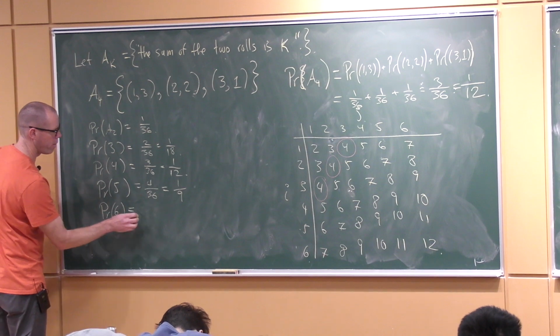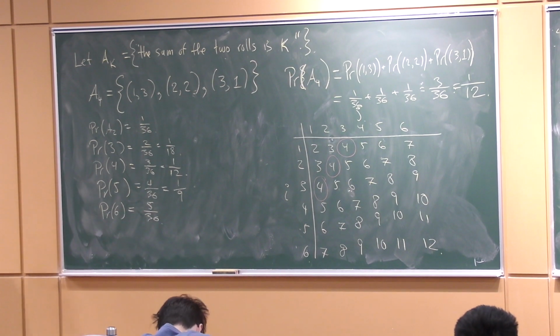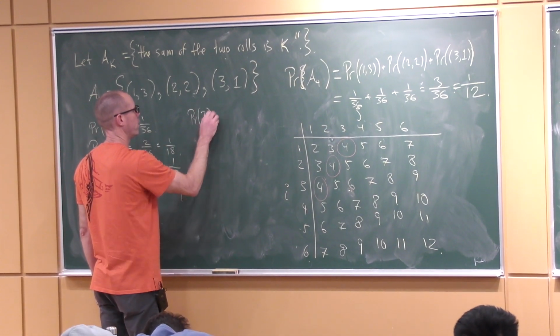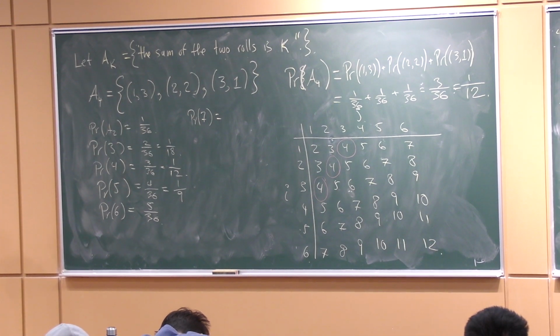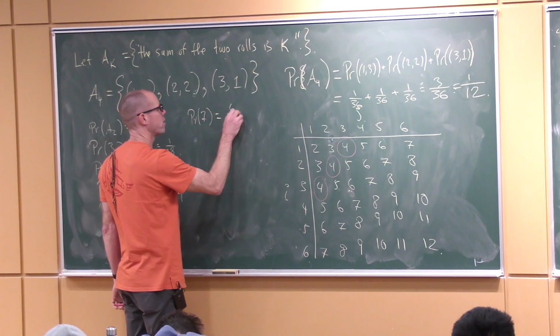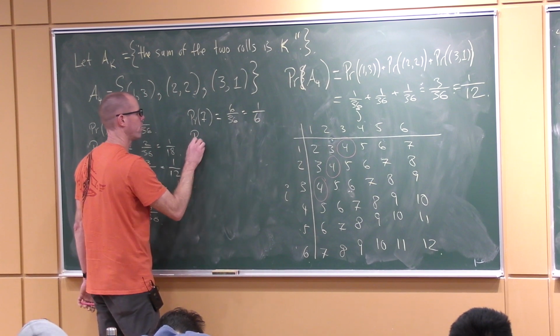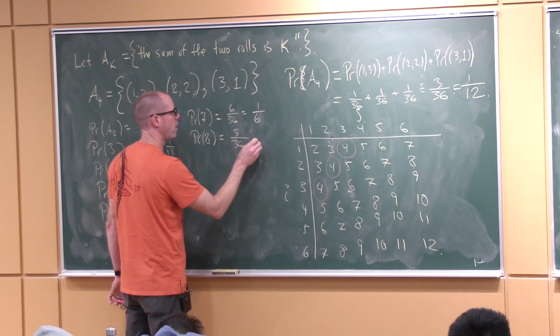6 is an annoying one because it's 5 out of 36. That's all it is, 5 out of 36. 7 is 6 out of 36, which is 1 out of 6. And then we start counting down.